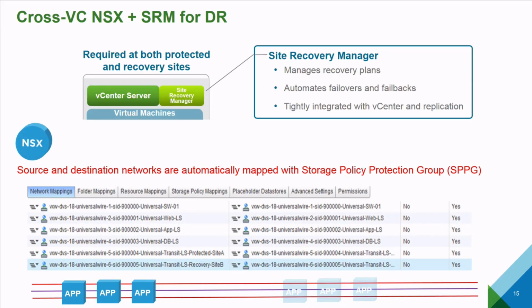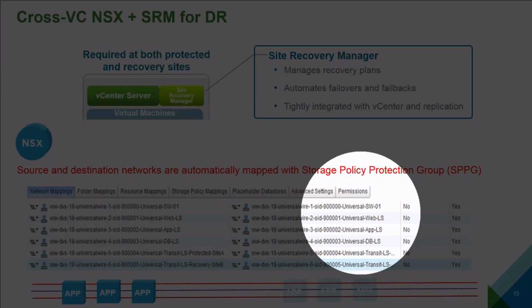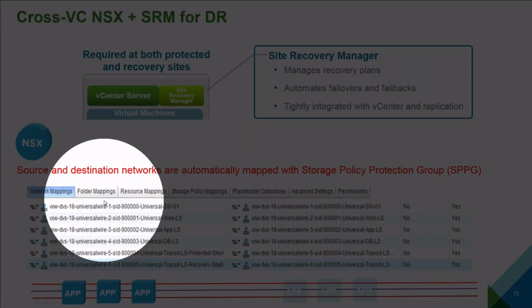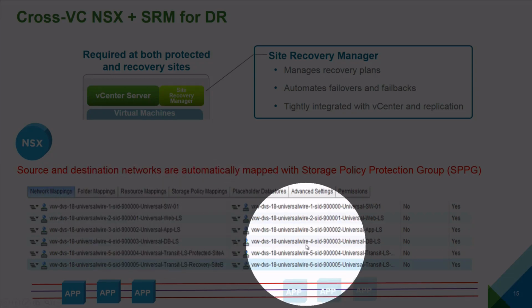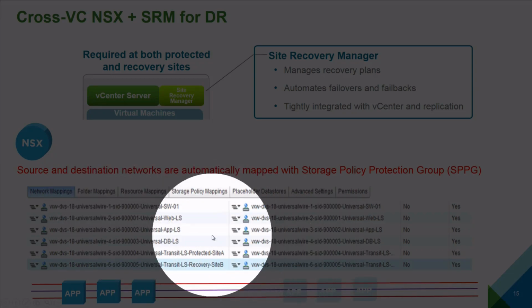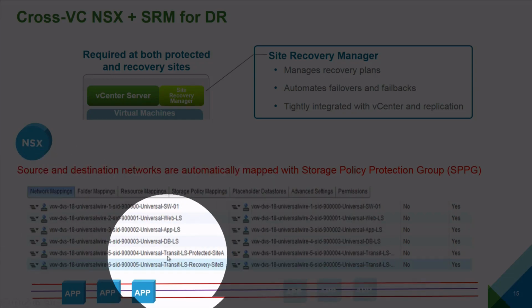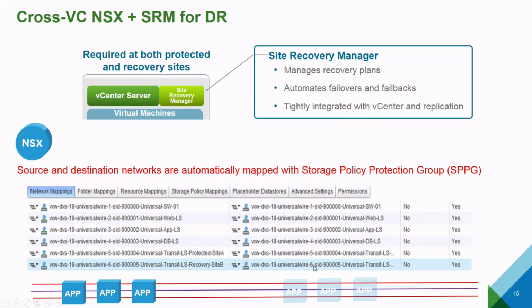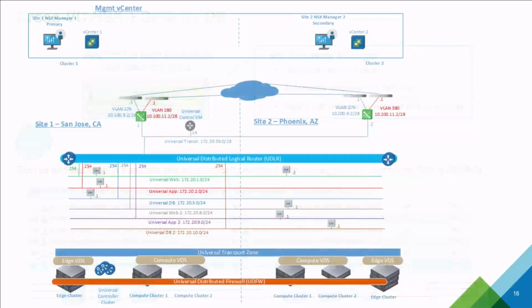And with SRM, we have some additional integration where when you're using storage policy protection groups, it can actually do automatic mapping between the source and destination network. Because you're using universal networks, it sees the same network on both sides. So you can click a button and it can do this automatic mapping between the networks for you. It can save you a lot of time if you have a lot of networks. Okay. So let's walk through a workflow here.